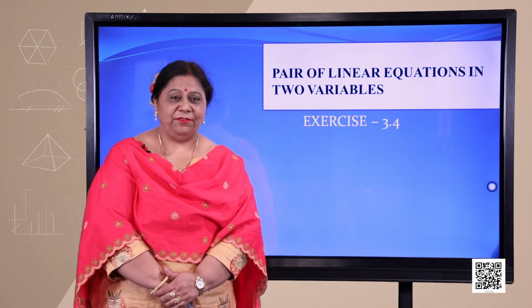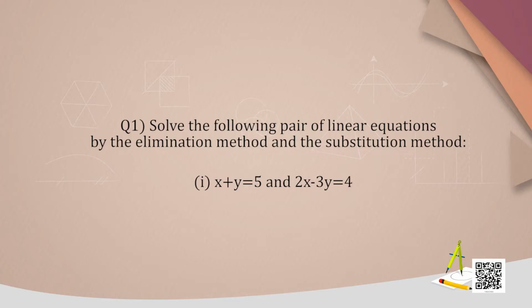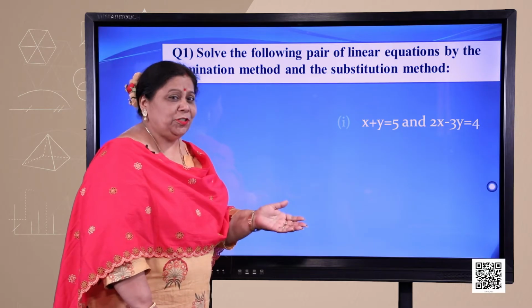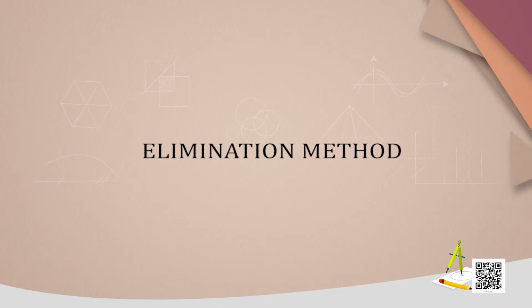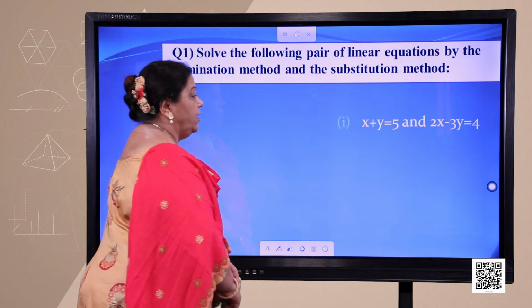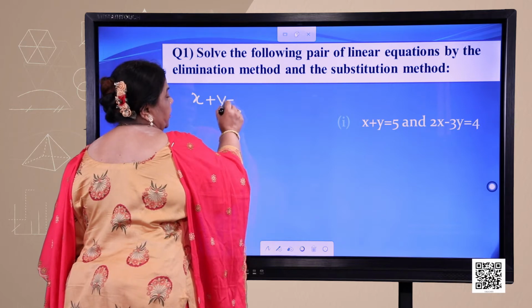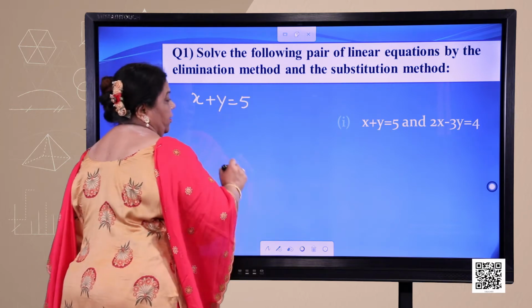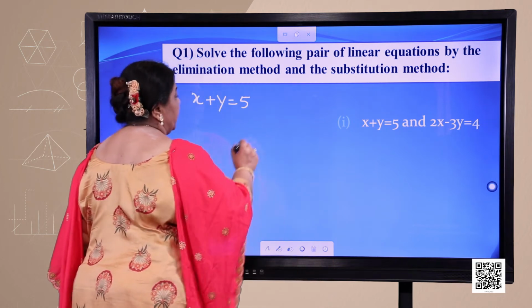We shall start with exercise 3.4, question number 1. Here, solve the following pair of linear equations by elimination method and substitution method. Substitution you have already learnt, you may try on your own. Let us do it with elimination method. We have these two equations, x plus y is equal to 5 and 2x minus 3y is equal to 4. Look here, we have coefficient of x in the first equation as 1. If I take the coefficient of x as 2, then I can solve along with the second equation.